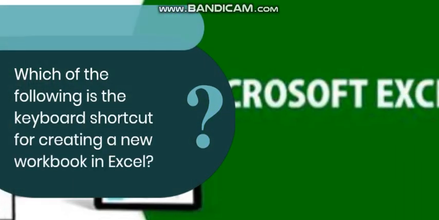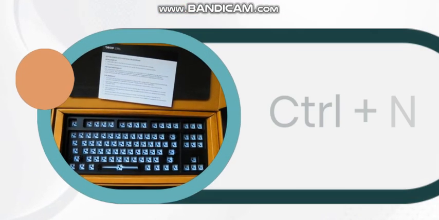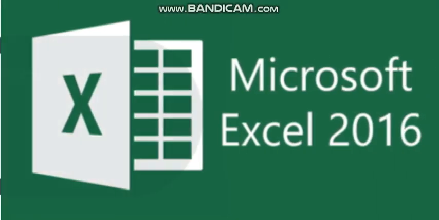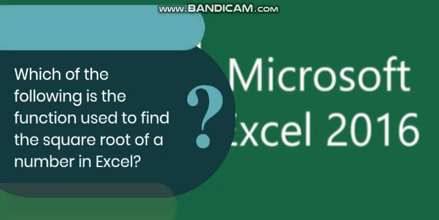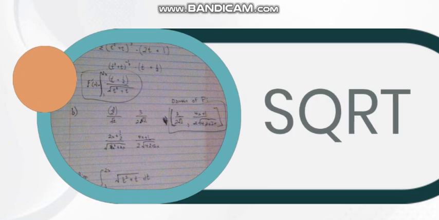Which of the following is the keyboard shortcut for creating a new workbook in Excel? Ctrl+N. Which of the following is the function used to find the square root of a number in Excel? SQRT.